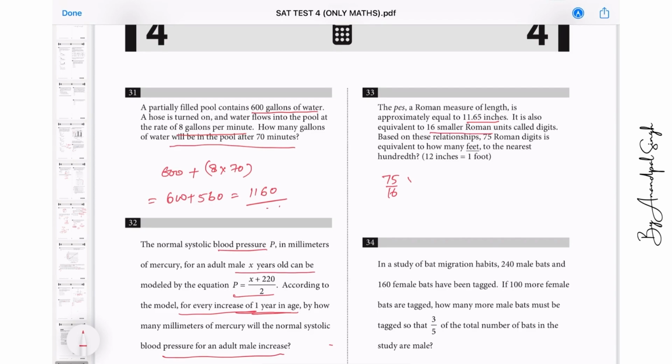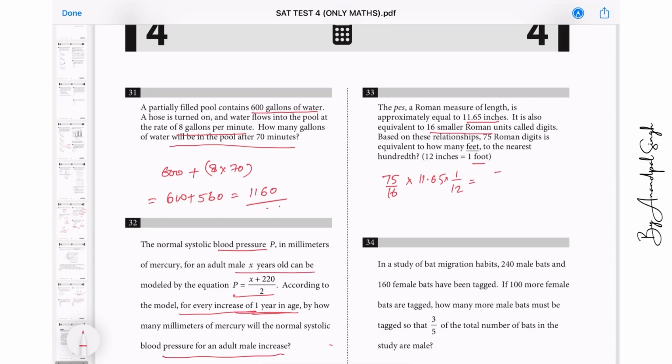Since one pes is equal to 11.65 inches, just multiply this by 11.65, and multiply this by 1/12, because we need to find the answer in feet. And that gives you the answer, just calculate it.